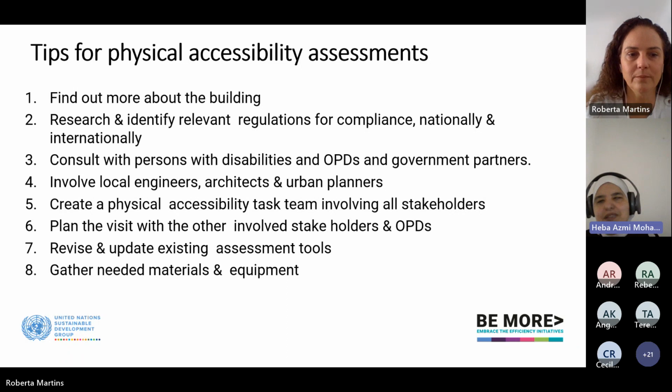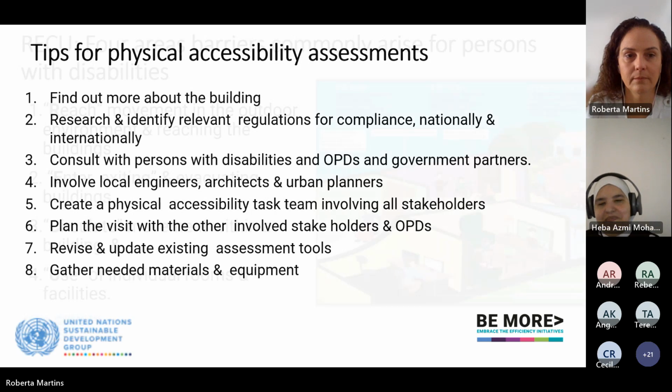Also gather needed materials and equipment and make sure that these materials are available locally, because in some instances, some materials like tactile raised markings for buildings, for example, are not manufactured in all parts of the world. So you might need to import these materials. So make sure to start sufficiently in advance in order to start the procurement process early.